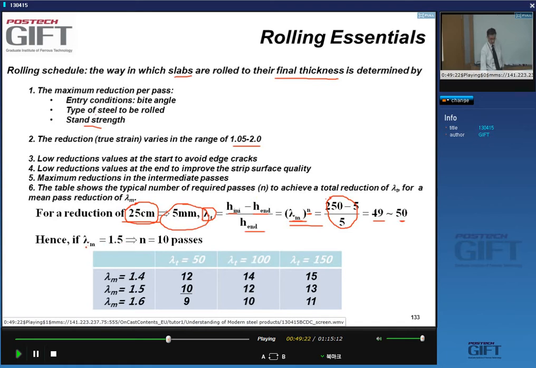And if the mean reduction per pass, yeah, is 1.5, then n is 10 passes. So these are different values of lambda m, that's the mean reduction, and this is the total reduction. So you can calculate from this formula, yes, you watch out, this is a power law, that the number of steps you will need, and you can see, of course, the values depend on the chosen situation, but it goes anywhere from around 10 to 15. Yes, and that's typically what you see in a hot strip mill.